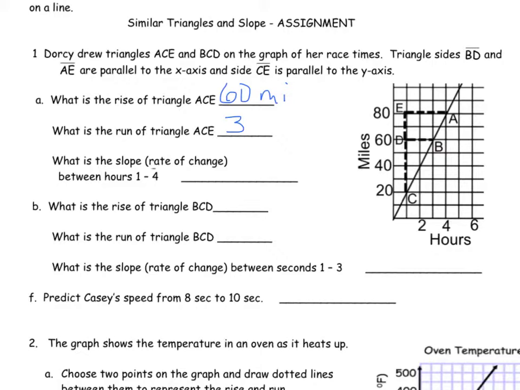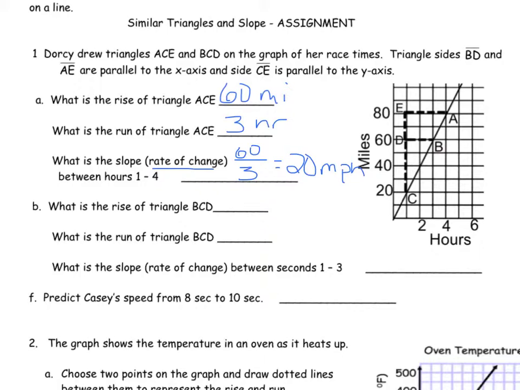So the slope, or the rate of change, is the rise over the run, and then you need to reduce it. 60 over 3 is the same thing as 20, and don't forget the labels. The 60 meant miles, the 3 meant hours, so it's 60 miles per hour.